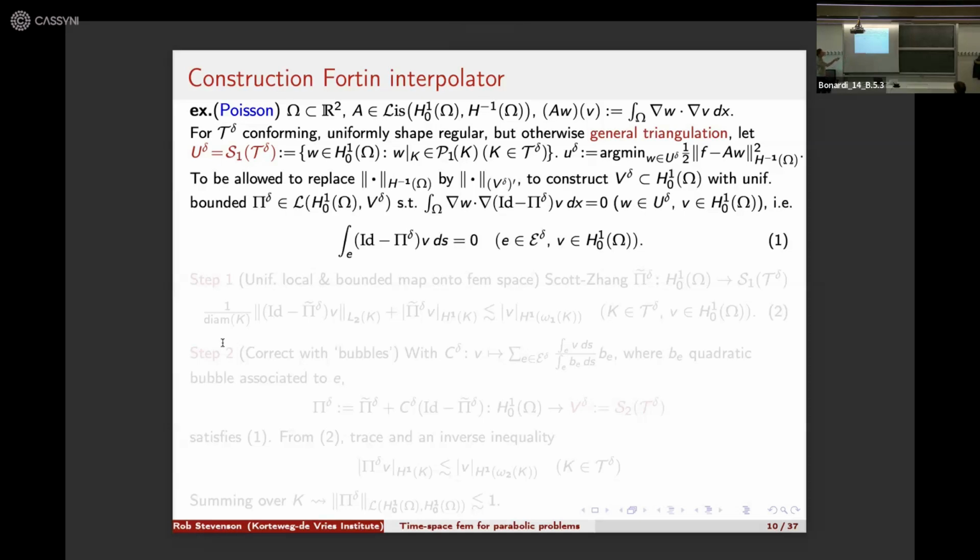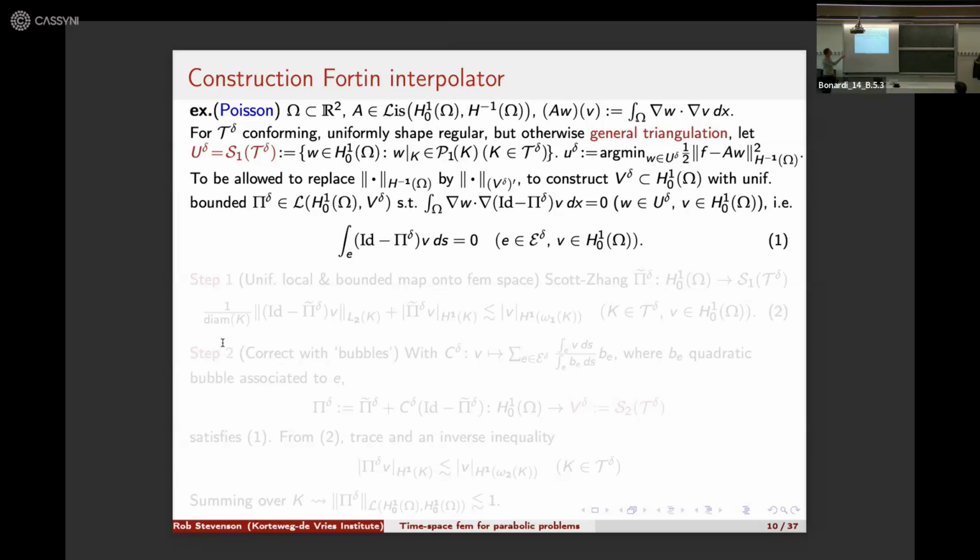Now we cannot evaluate this norm, so we do the same thing. We replace the dual norm by a discretized dual norm. So take the dual of a test space. And in order to be able to do that, we have to construct a test space in such a way that there is a uniformly bounded Fortin projector. Because inf-sup stability is the same as existence of a uniformly bounded Fortin projector. Now this is the Fortin property. Just the same thing as I displayed on the previous slide in an abstract setting. Okay, so this has to be 0 for all phi in H10 and for all trial functions.